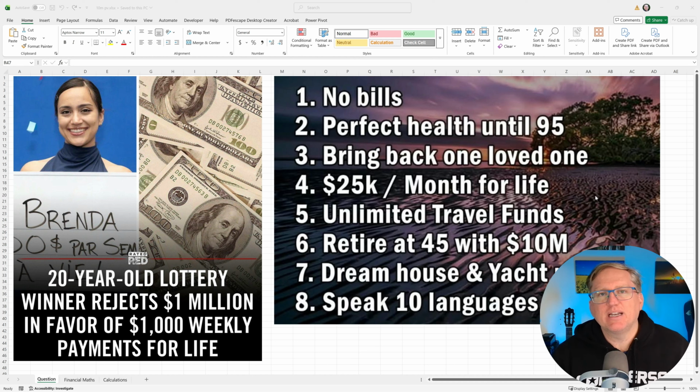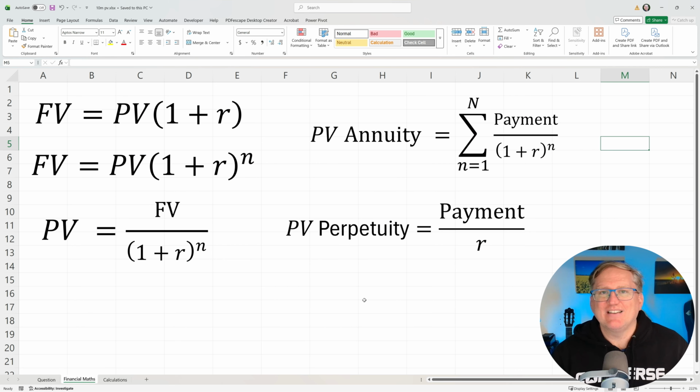Might seem a little bit out of my normal wheelhouse, but I actually taught financial maths for a good number of years. And so today what I wanted to do is look at some of the formulas that we would be using to actually check out these two different things, and then also how we can go about doing it in Excel. So let's kick off by looking at a few financial maths calculations.